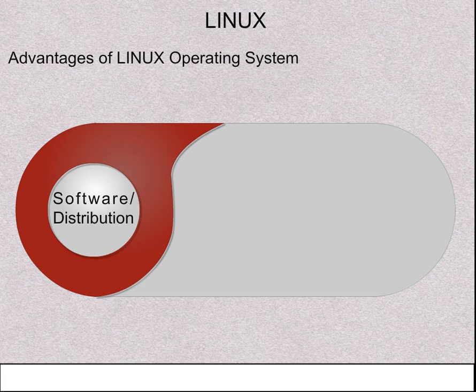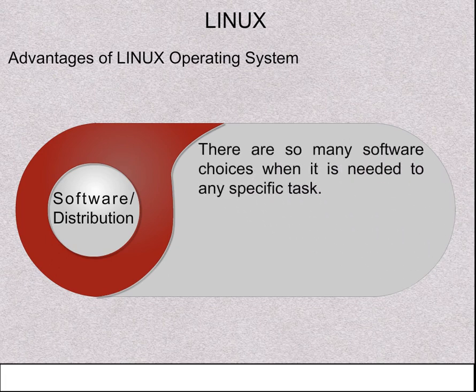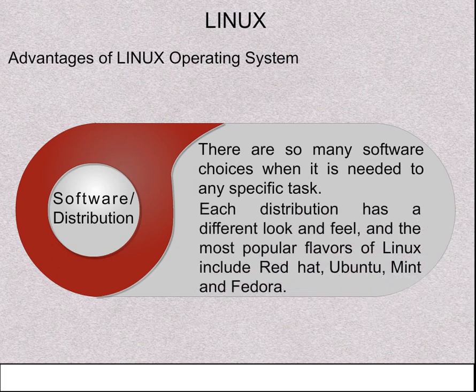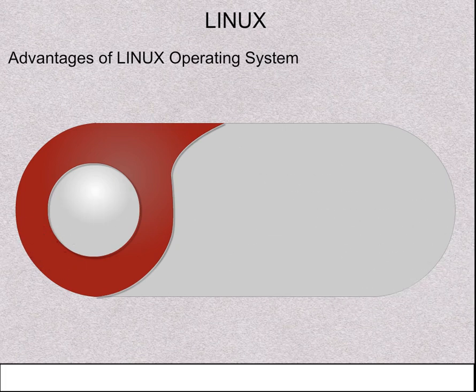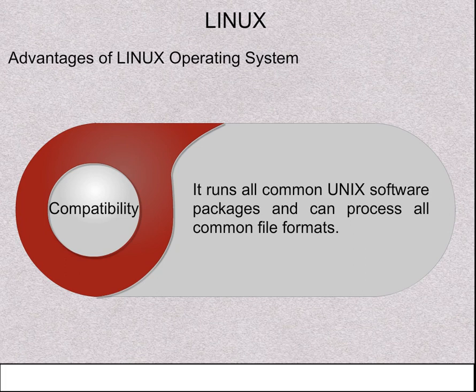Software or distribution: there are so many software choices when it is needed for any specific task. Each distribution has a different look and feel, and the most popular flavors of Linux include Red Hat, Ubuntu, Mint, and Fedora. Compatibility: it runs on all common Unix software packages and can process all common file formats.